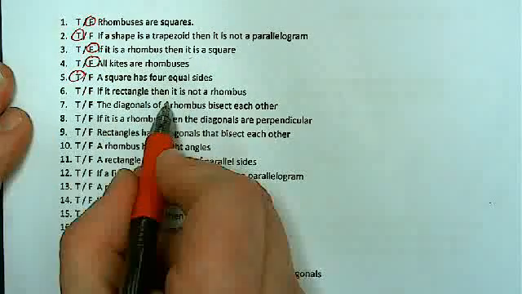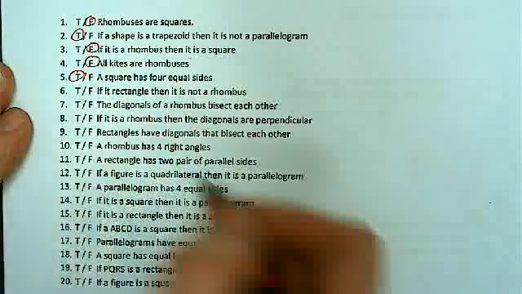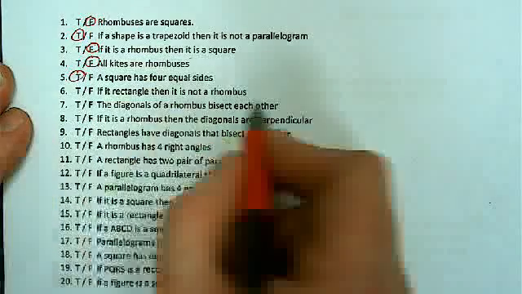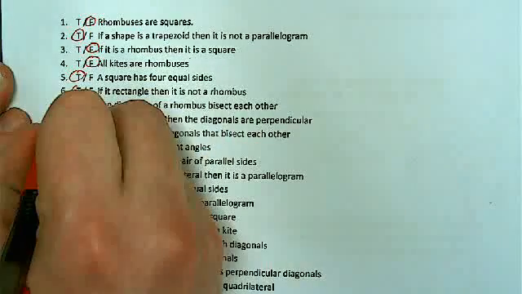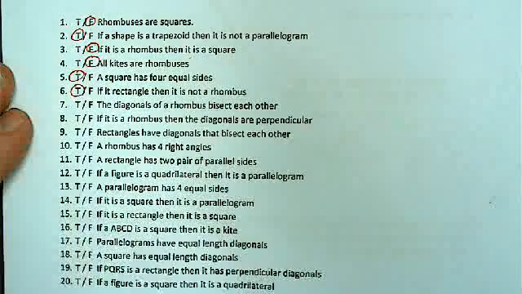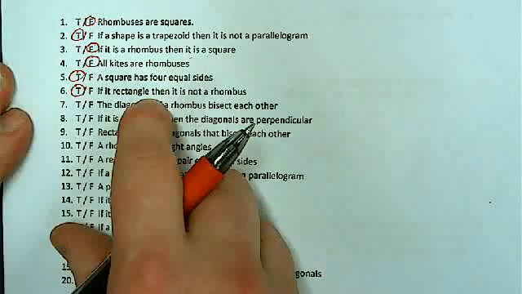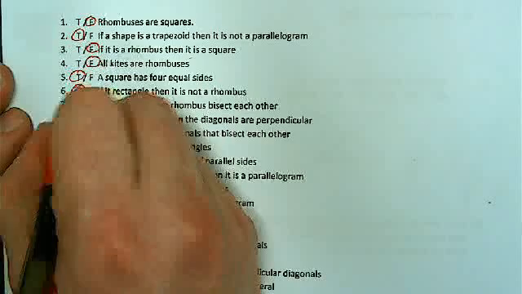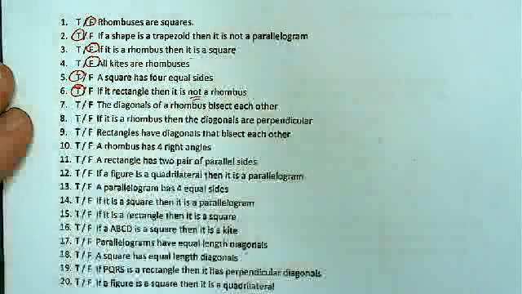If it is a rectangle, then it is not a rhombus. That is going to be rectangle, not a rhombus. That is true. It sometimes is true, but not always. Oops. So that would be false then. Oh, wait. Yeah, because of the not. Sometimes it's true.